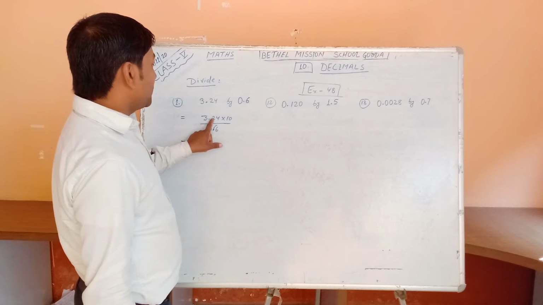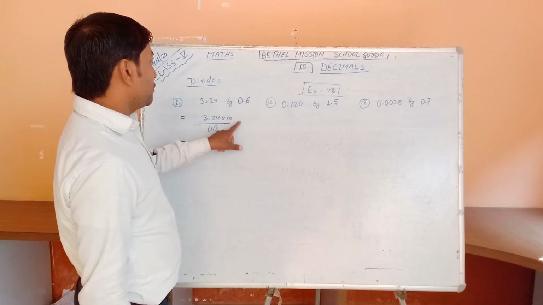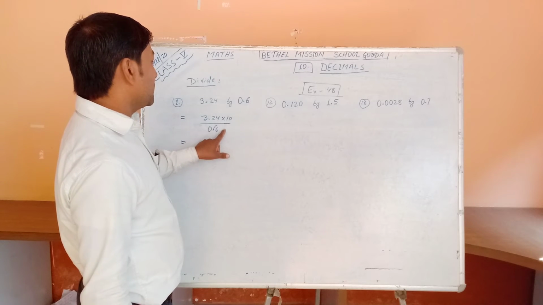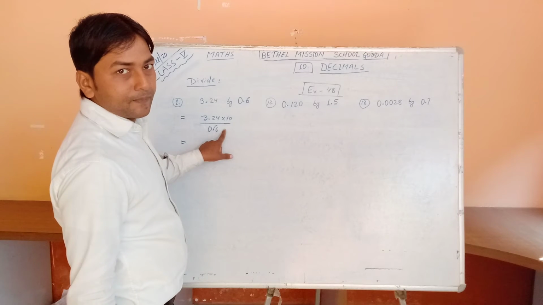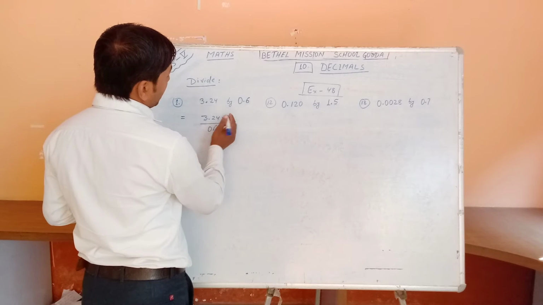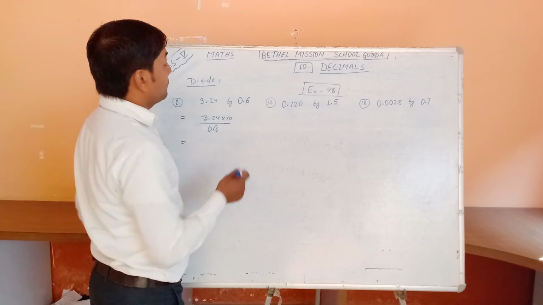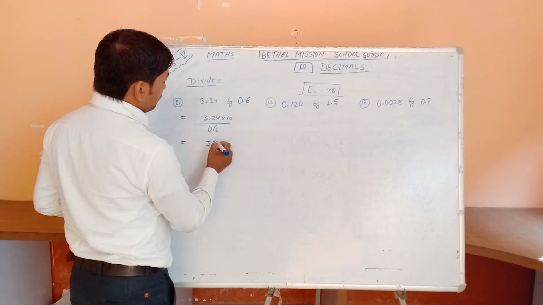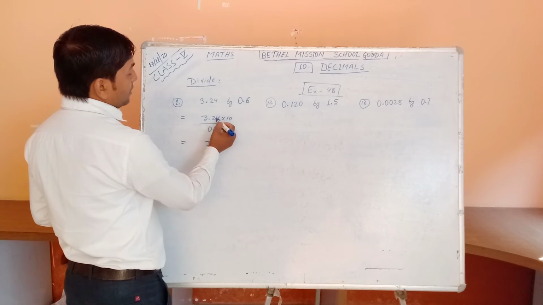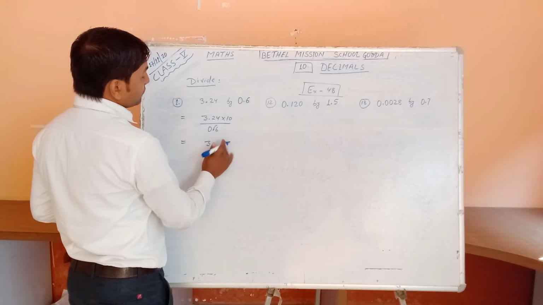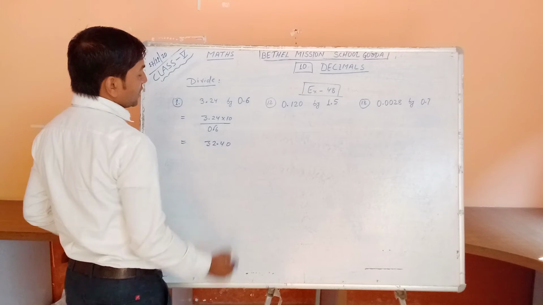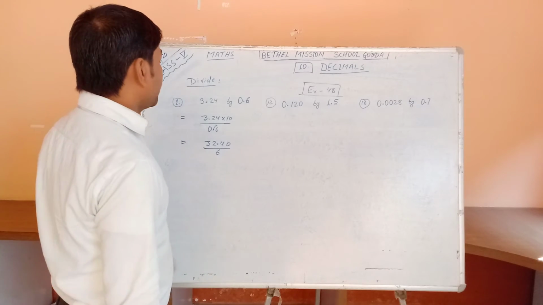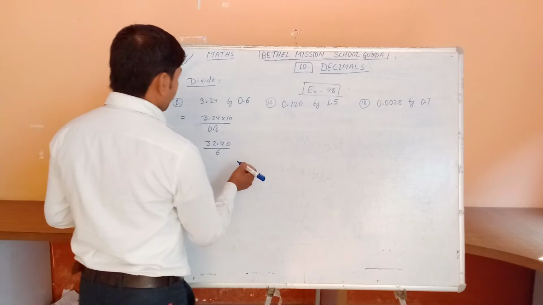And if you remove the decimal of the numerator, you have to multiply with the number of decimal places. Here there is one decimal place, so we multiply with 10 only. The numerator becomes 3, 2, 4, 0, and now put the decimal after 1, 2: 32.40, and the denominator is 6. Now you can divide very easily.